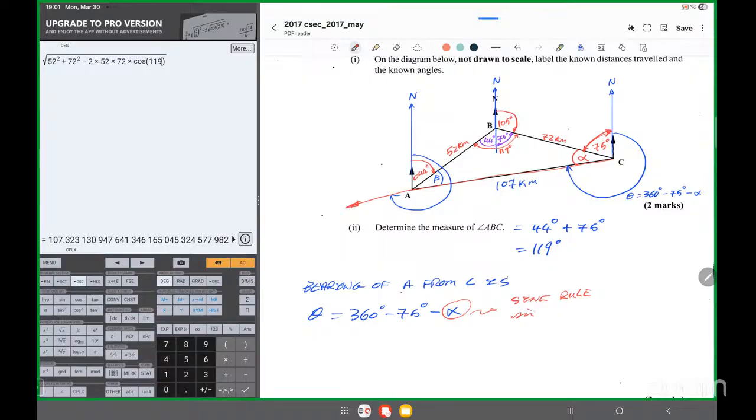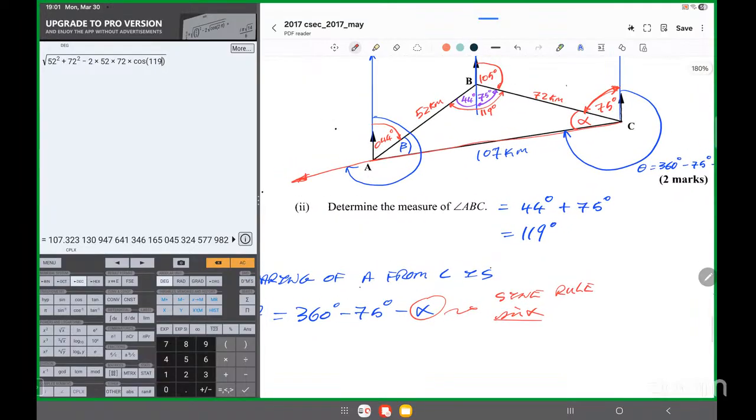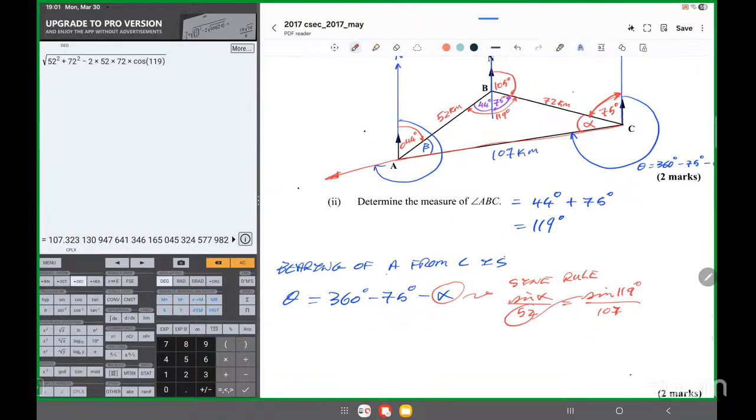It's going to be sine of alpha over the side opposite the alpha, which is 52, equals sine of the angle that you know, which is 119, over the side opposite the 119, which is 107. To find alpha, I multiply by 52 and take the inverse sine. Alpha is sine to the minus 1 of 52 times the sine of 119 divided by 107. Same calculation all the time.